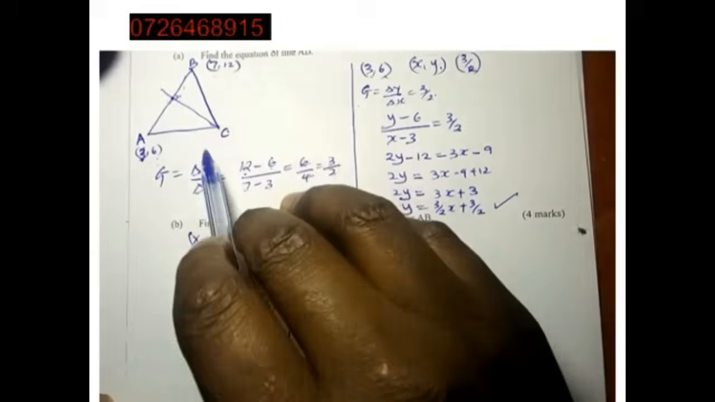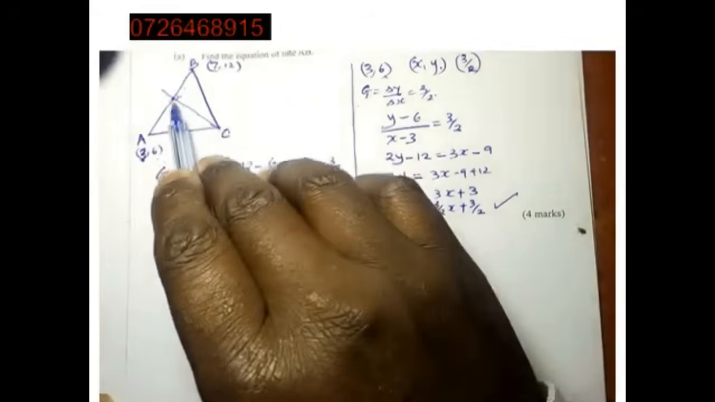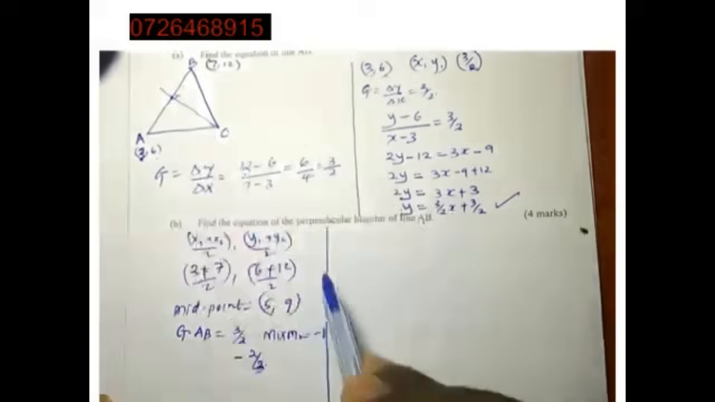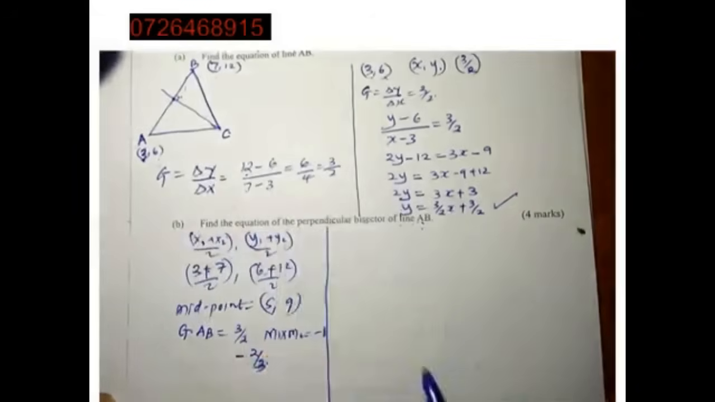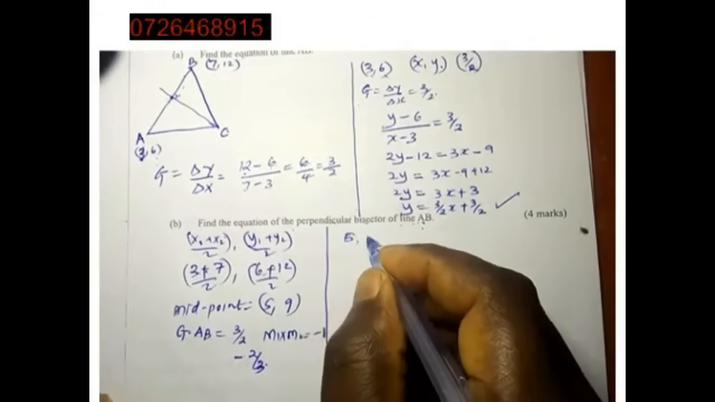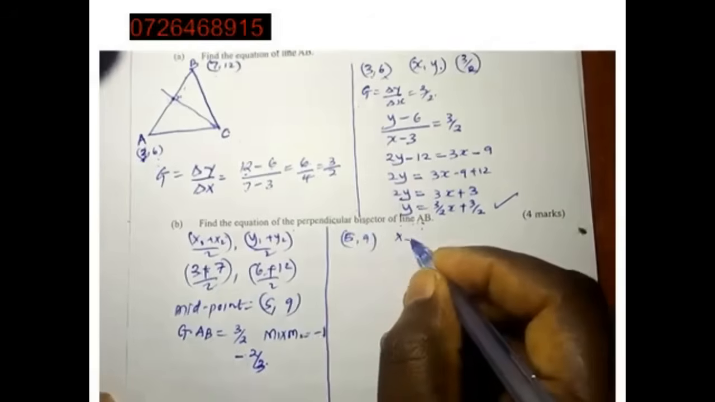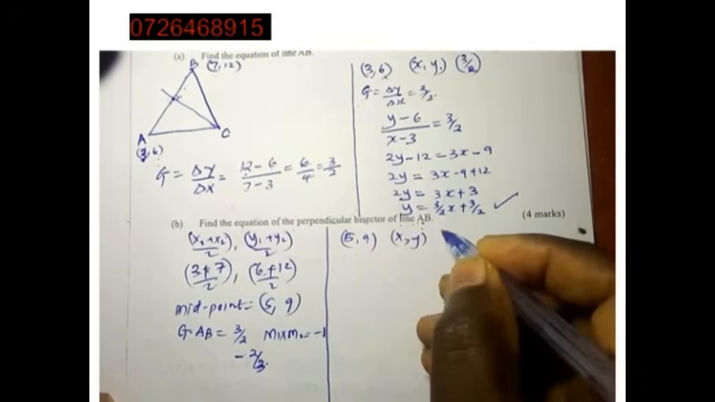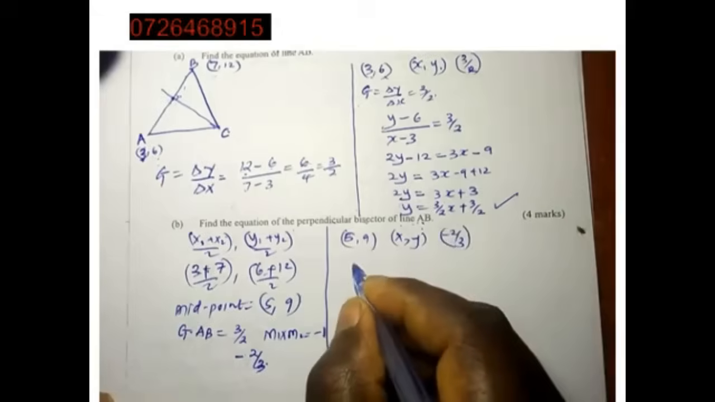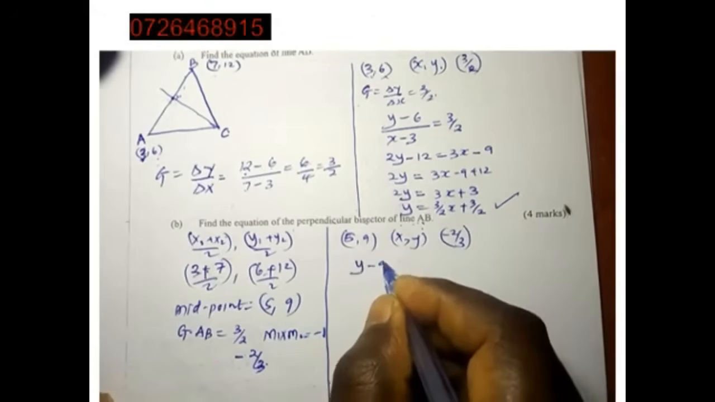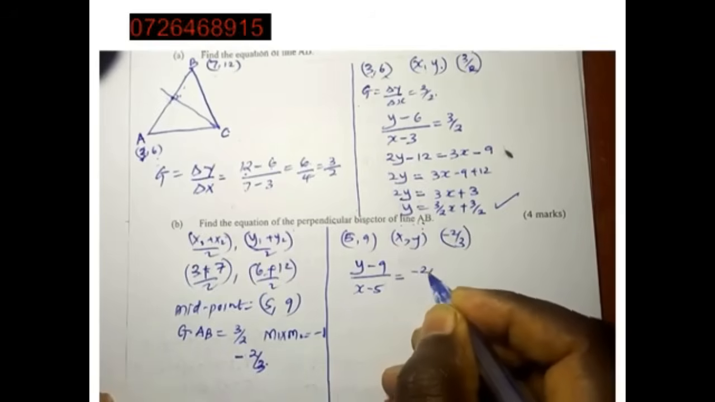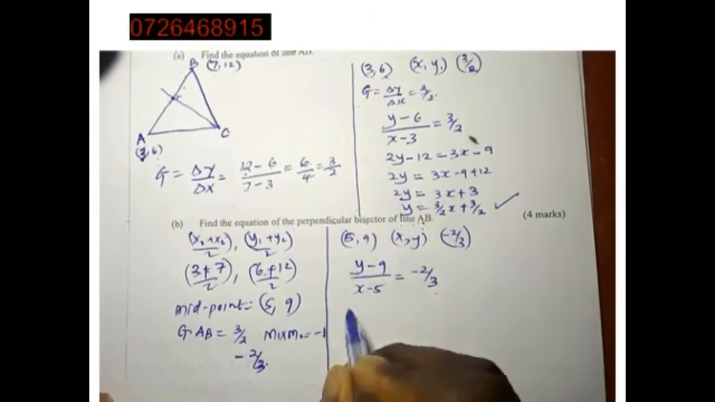Now, once tumepata gradient of this line, now tunaweza tumia the general point (x, y) na hii point tupate the equation of the line, because tulikuwa tunataka to find the equation. So we have the point (5, 9), we have (x, y), and then we have the gradient -2/3. So change in y minus 9 over x minus 5, the answer is -2/3. We cross multiply.